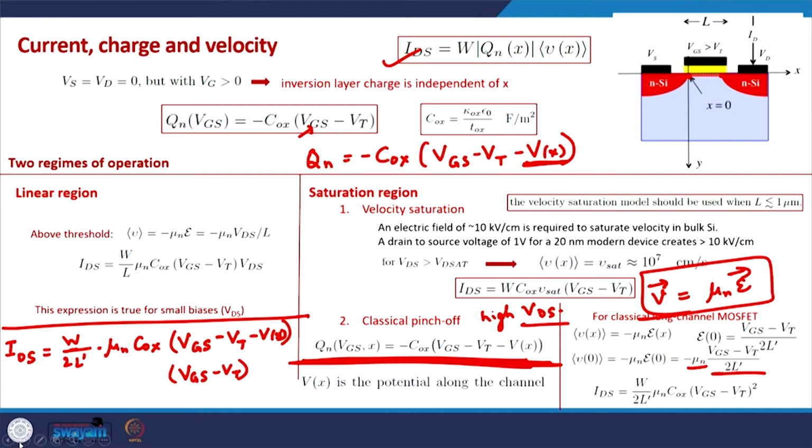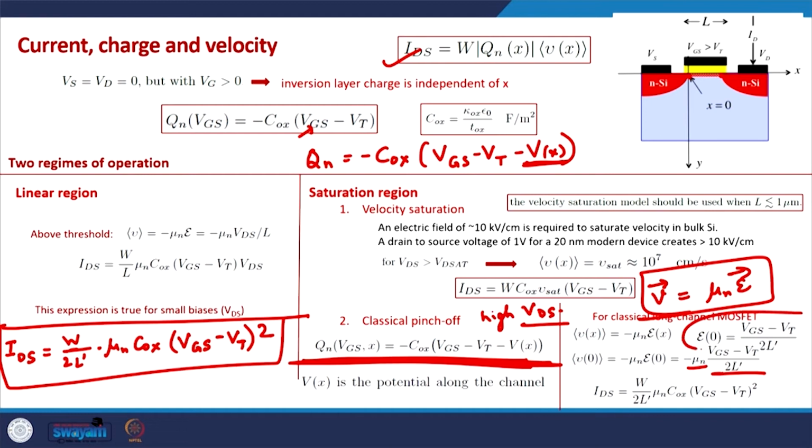And since we are considering the velocity just at the beginning of the channel, this Vx will be 0 at that point. So this can be removed from here. And finally VGS minus VT times VGS minus VT becomes VGS minus VT square. So what we will eventually have is VGS minus VT square. So this will be the current in the saturation regime because of the classical pinch off.